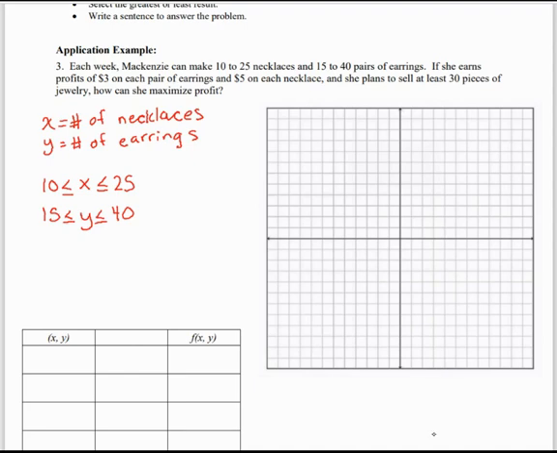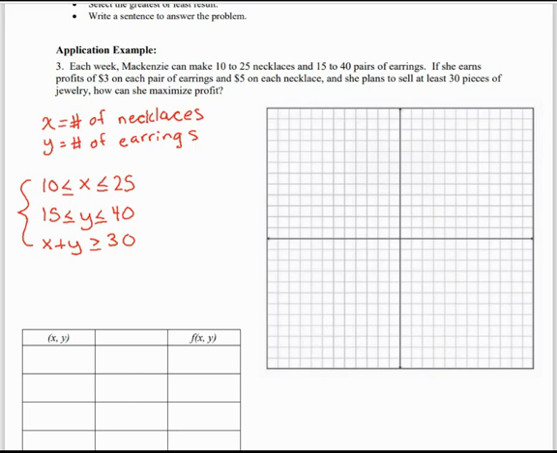So in terms of the constraints, I'm going to skip that and continue with the amounts, right? We're talking about numbers of products we're making. So our last inequality here is going to be that she plans to sell at least 30 pieces of jewelry. So the amount of necklaces plus the amount of earrings has to be greater than or equal to 30. So here is my system of inequalities that I'm going to graph.